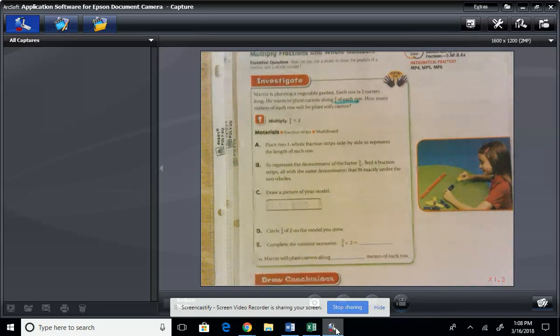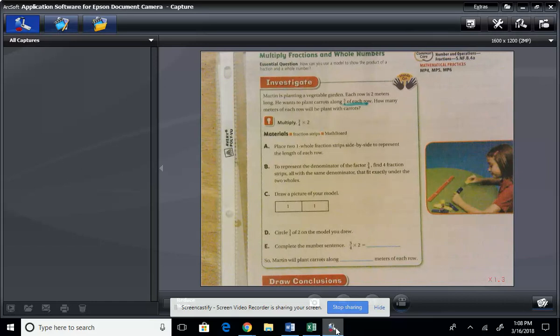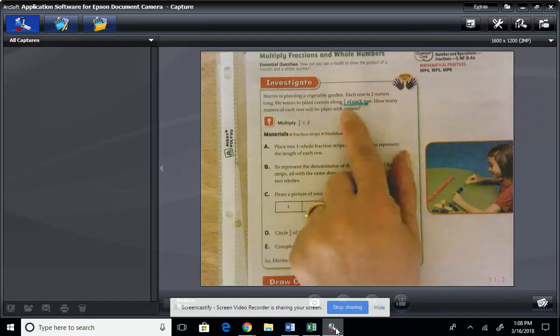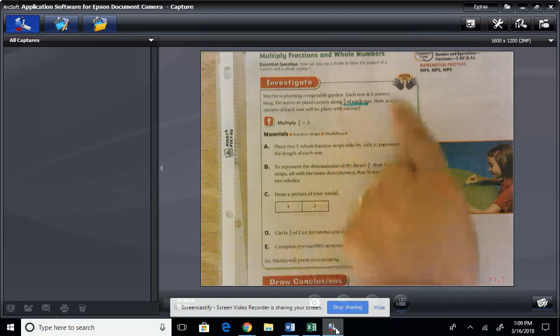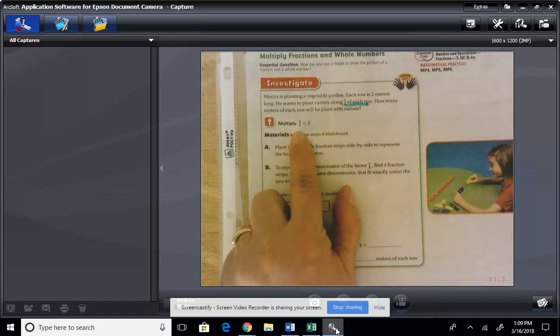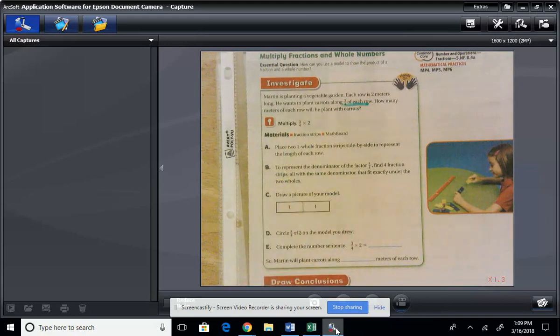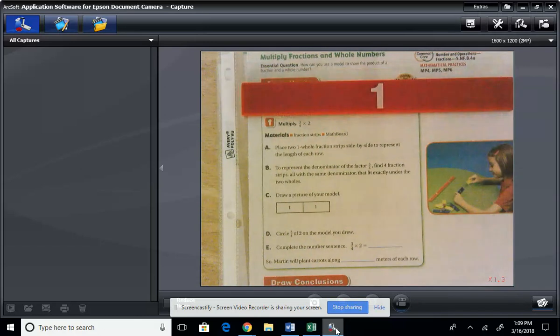Here we go. Martin is planting a vegetable garden. Each row is 2 meters long. He wants to plant carrots along 3/4 of each row. How many meters of each row will he plant with the carrots? So I see 3/4 of each row. So I know I'm going to multiply 3/4 of each row. What's each row? 2 meters. So 3/4 times 2.